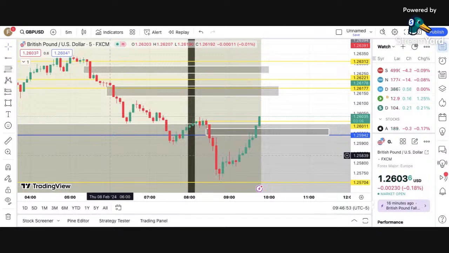When you see support and resistance areas, sometimes it makes a gap in the market. Now, how the gap appears could be different, whether it's going bullish or bearish.